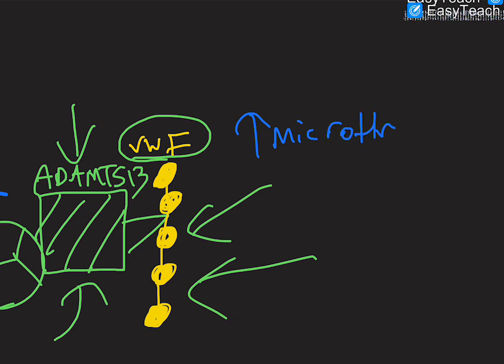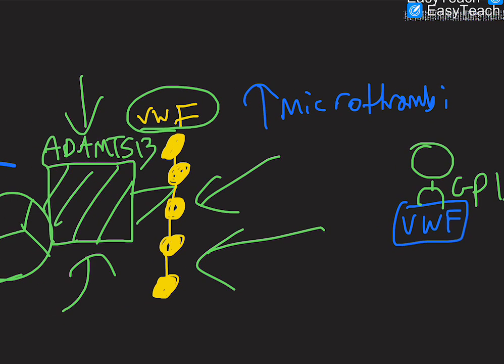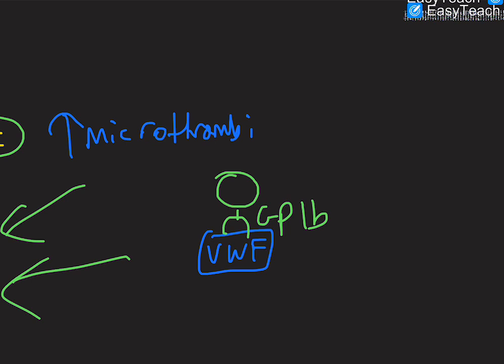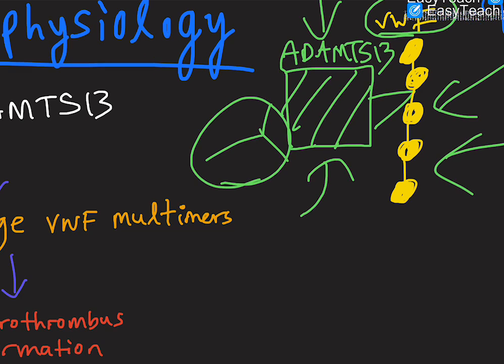Because remember, what does von Willebrand factor do? It binds subendothelial collagen and induces platelet adhesion. Our platelets bind to von Willebrand factor via glycoprotein 1b. So if you have a lot of von Willebrand factor multimers, then of course we can expect that there's going to be a lot of platelet adhesion and a lot of microthrombi formation.